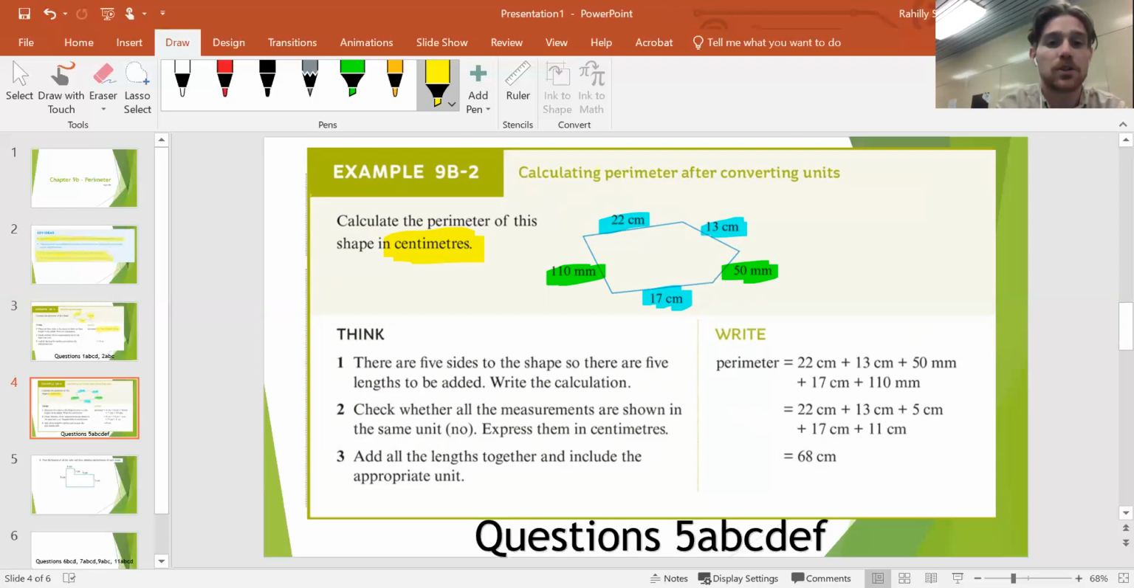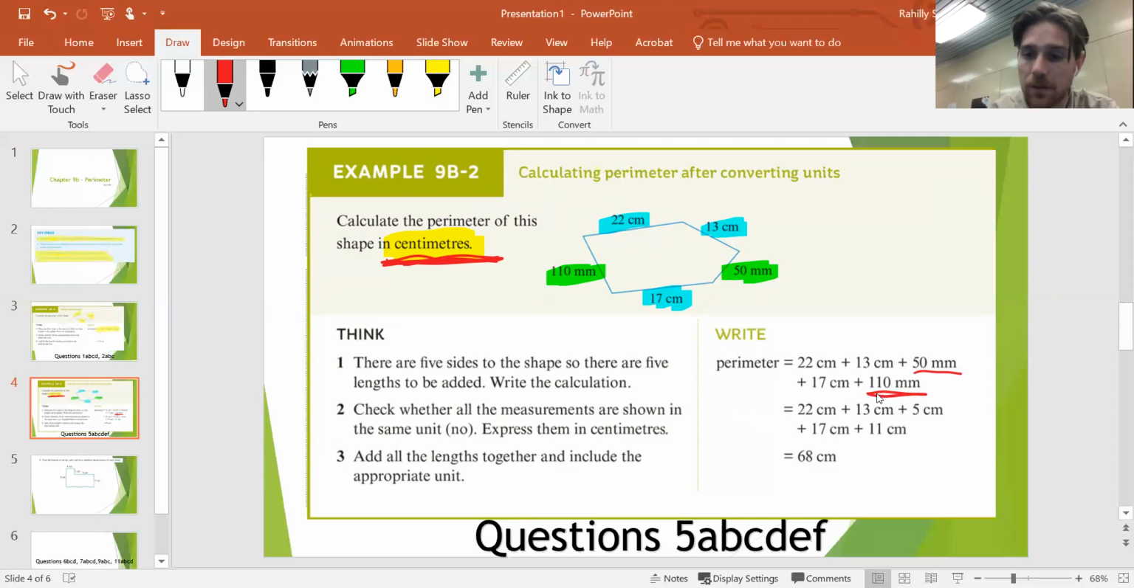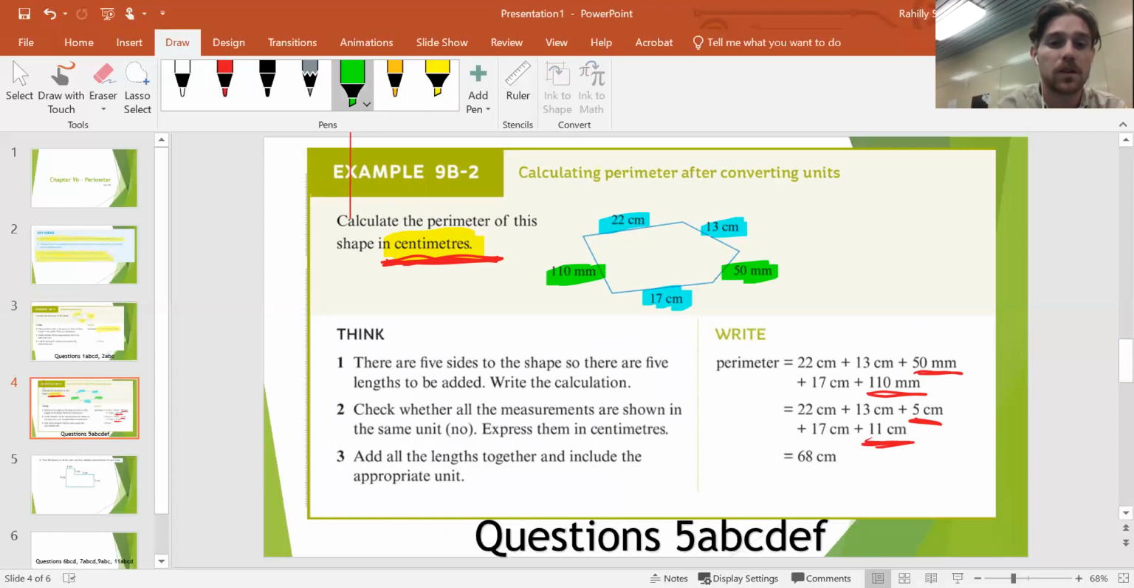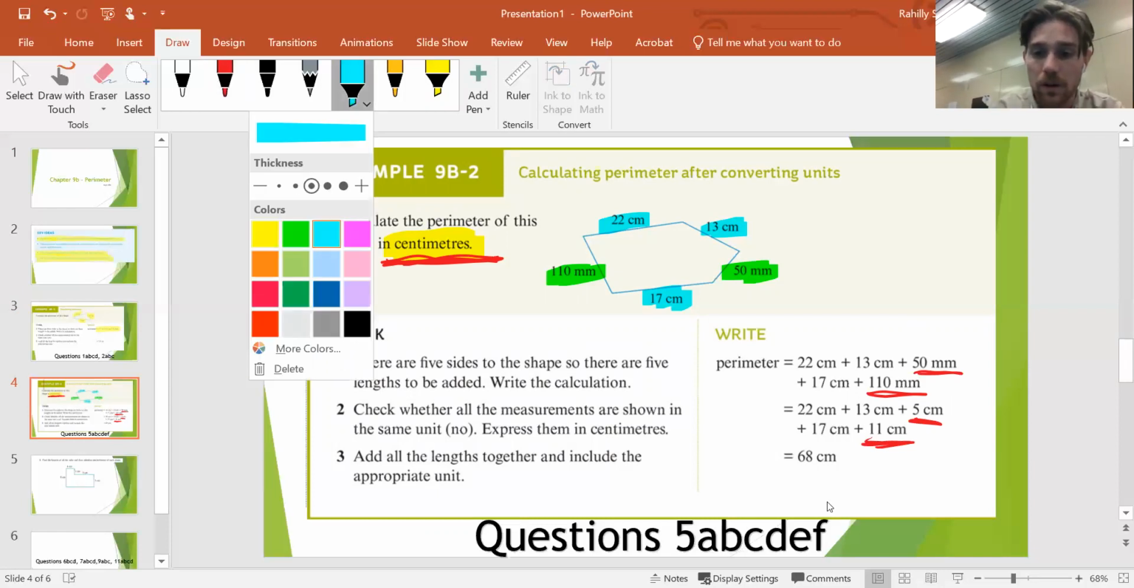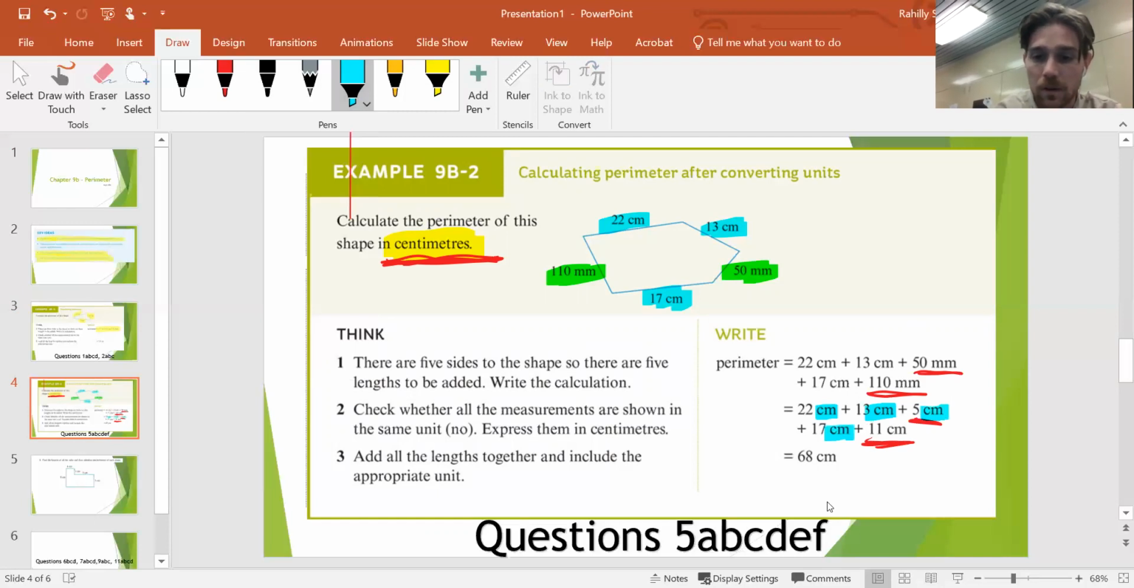Our question is asking us to answer in centimeters, so we have to convert the millimeters, which is what they've done here. You've got 110 and 50, which convert using what we looked at in Chapter 9a to 11 centimeters and 5 centimeters. Now, once we've done the converting, all 5 sides are in centimeters, so our answer is going to be in centimeters because we're just adding them all together.